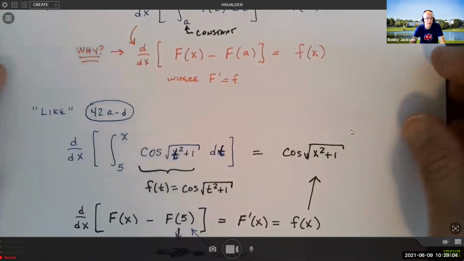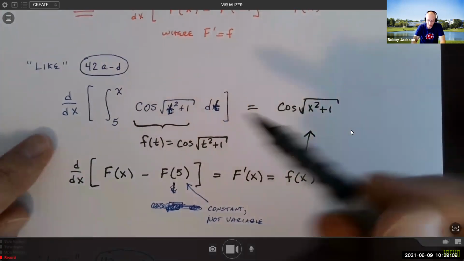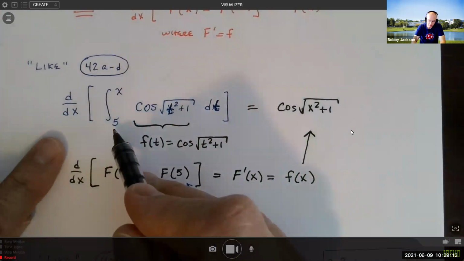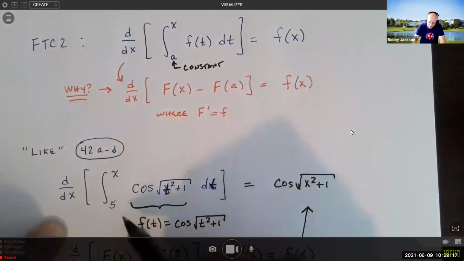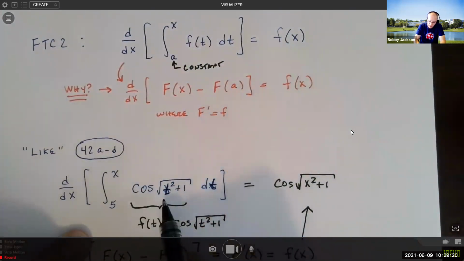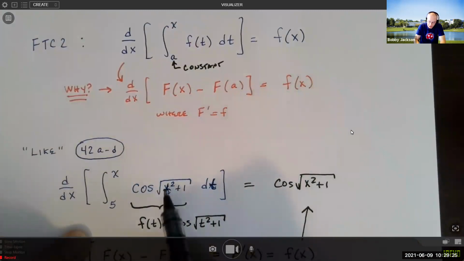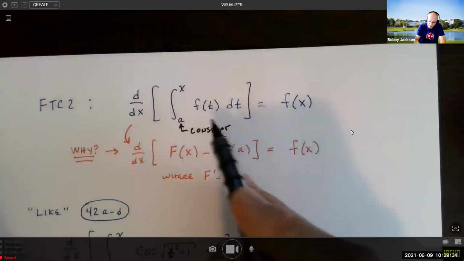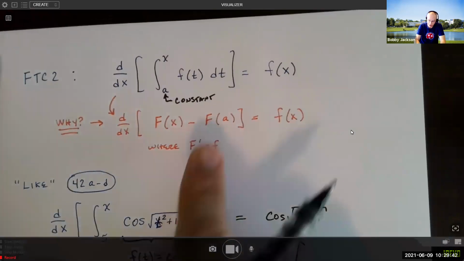So let's look at a couple real quick, one like 42 a through d, which is pretty much just the form. So the derivative with respect to x, integral from 5, right? That's a fixed constant. That's like our a above here, right? To x. And here's cosine of, and notice the variable has to be different than x, right? I originally wrote this with an x. I had to change it. But the cosine of the square root of t squared plus 1 dt. So the variable of integration is t. So our little f of t function is cosine of the square root of the quantity t squared plus 1, right? So if I've got it memorized, I know what's going to happen.